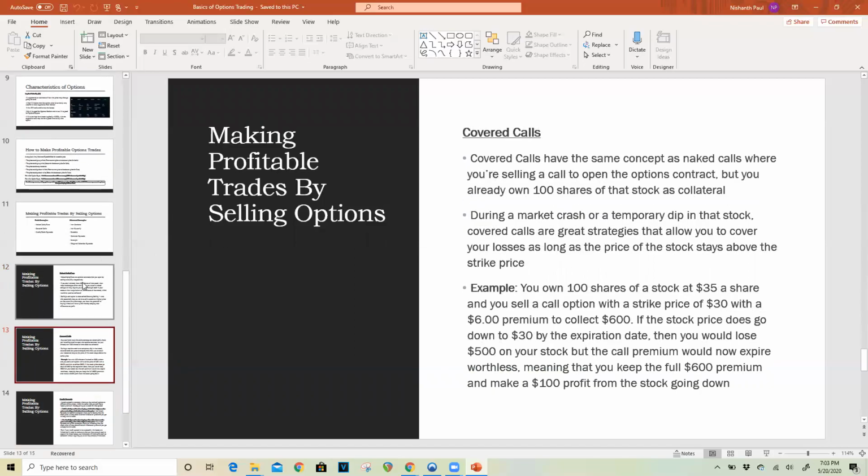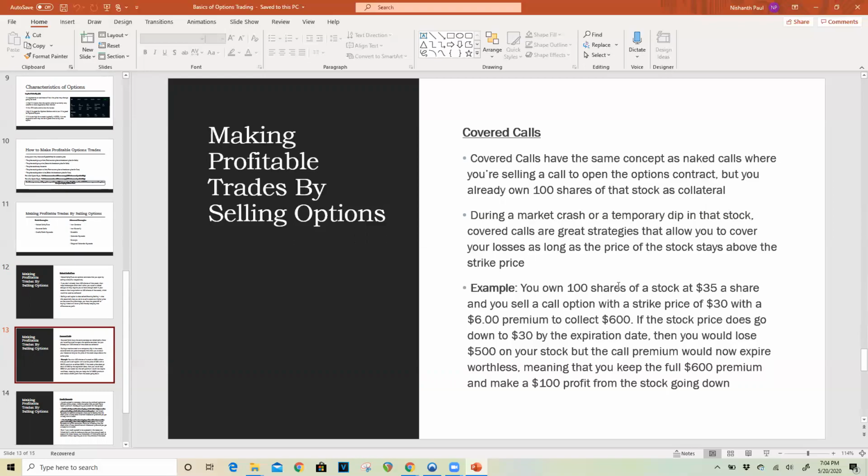Since I don't ever do naked calls or puts, I'm not showing you an example, but I will show you an example for covered calls, because covered calls are a great strategy that you can use when the market is very volatile or you think a company is overvalued. Covered calls have the same concept as naked calls, where you're selling a call option to open, but you already own 100 shares of that stock, which you can use as collateral. During a market crash or a temporary dip in that stock, covered calls allow you to cover your losses as long as the price of the stock stays above the strike price.